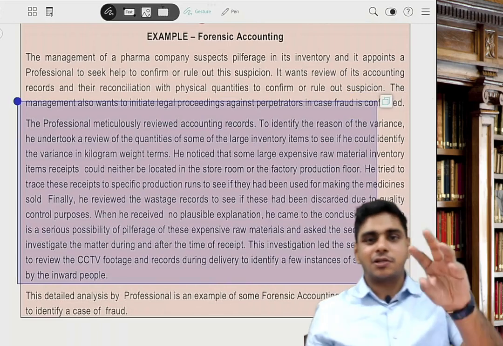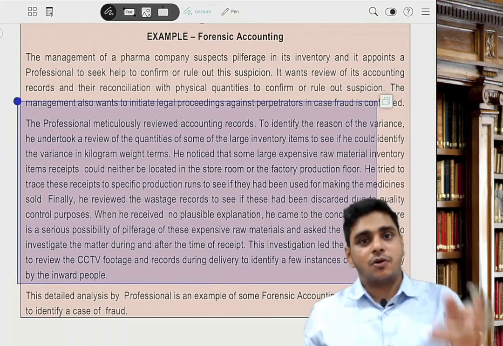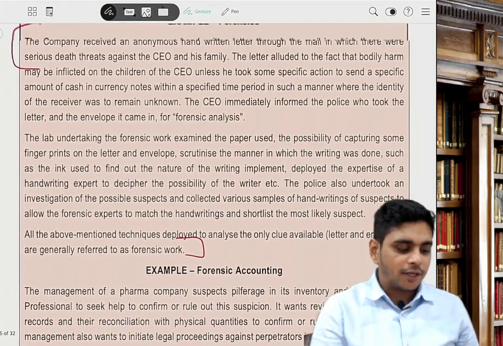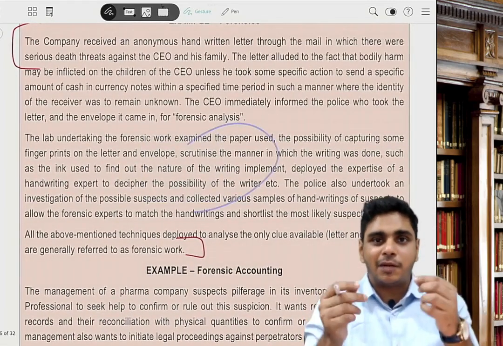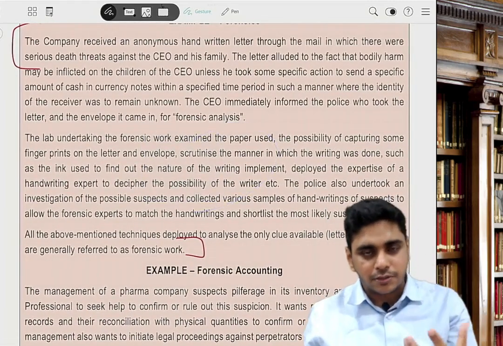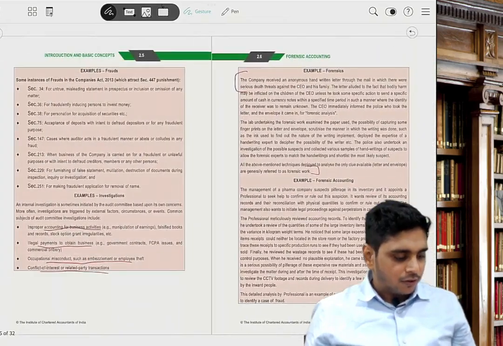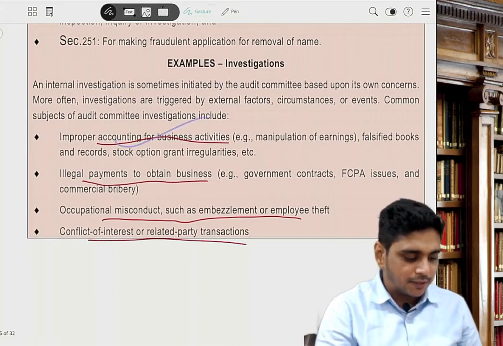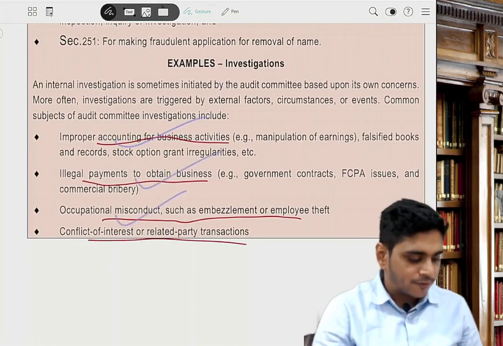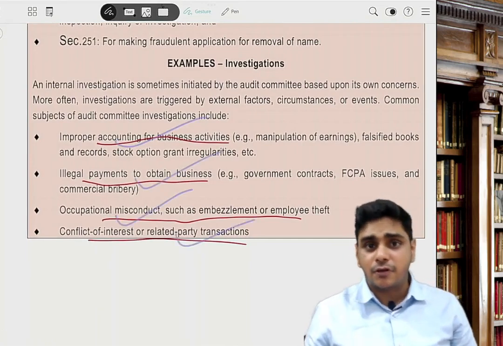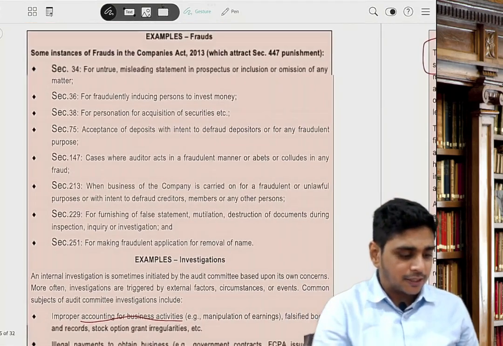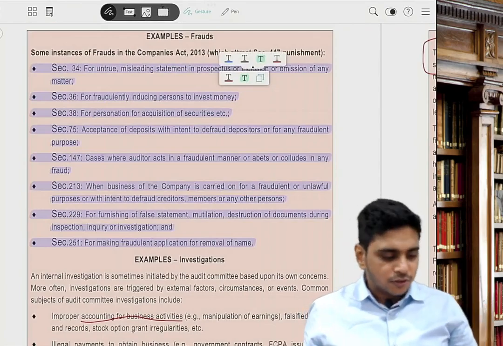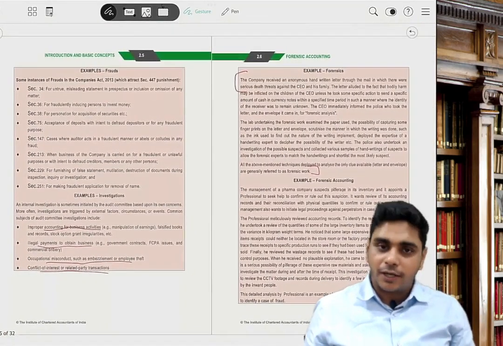So you need to understand the story. When you are checking accounting records and the reconciliation, it is called forensic accounting. When you are appointing a handwriting expert and evaluating the paper and the writer, all those situations are called forensics. Now you will try to establish some evidence. Improper accounting, illegal payments to obtain business, occupational misconduct, related party transactions: these are examples of investigation. Okay, these are the examples of fraud. If the section number is written, it will be clear it is a fraud. So these are the examples of all the 4 definitions.